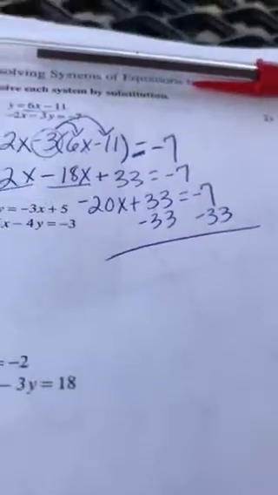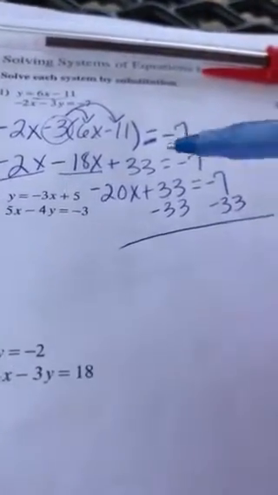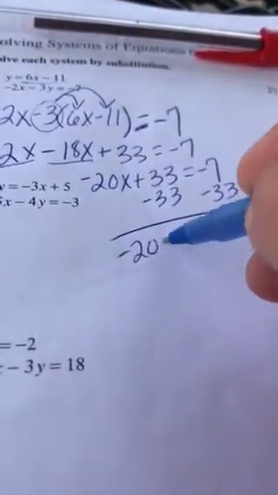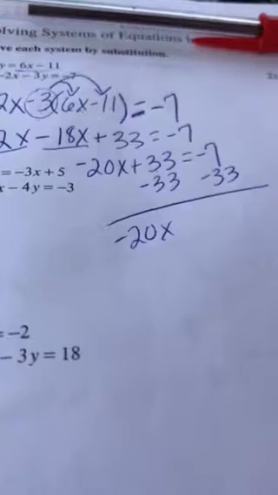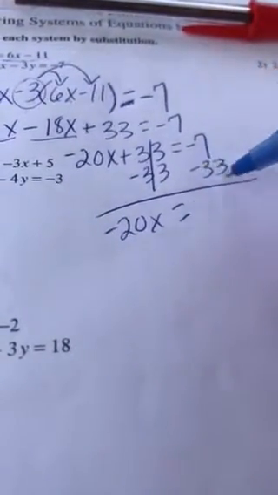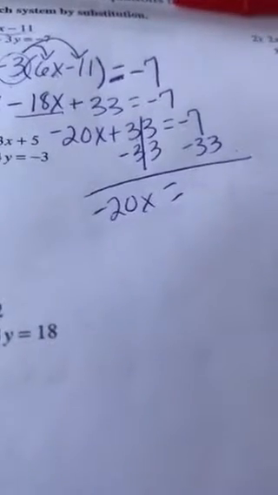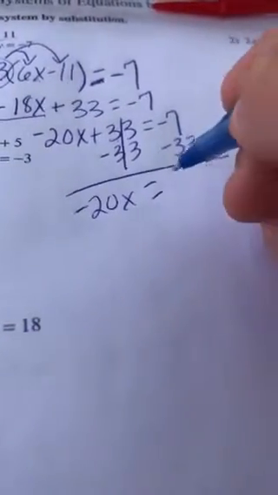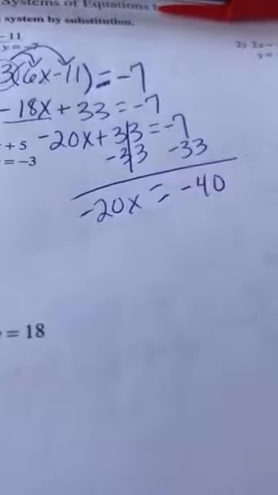Remember, what I do to one side, I must do to both sides. I bring down my negative 20x because I'm not doing anything with it. And I know that 33 minus 33 is 0. And negative 7 minus 33, or negative 7 plus negative 33, is negative 40.